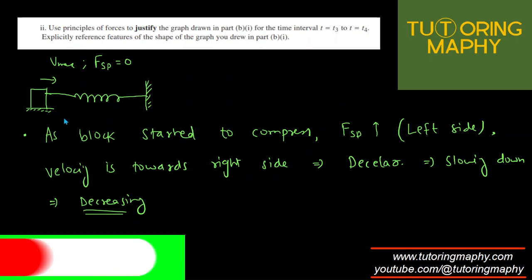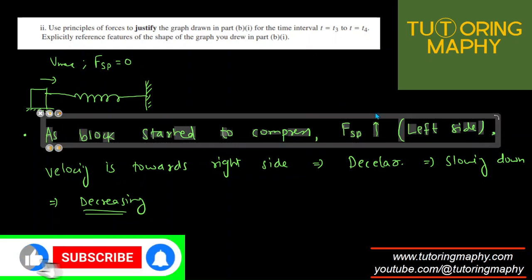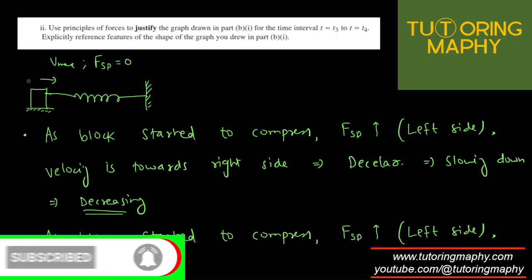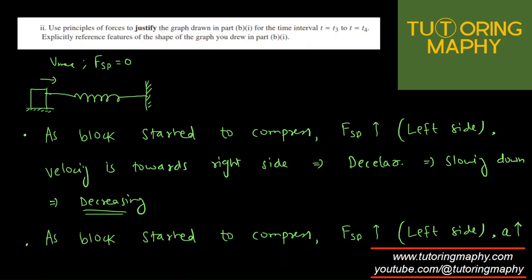Just from this statement, I'm going to copy and paste again. As the block started to compress, F spring increases towards the left side, which means that the acceleration also increases towards the left side. And as acceleration increases, the curve becomes steeper and steeper, and hence the curve is concave down. So this is how we can justify why the function is decreasing, that's one, and second, why the function is concave down. I hope this makes sense.